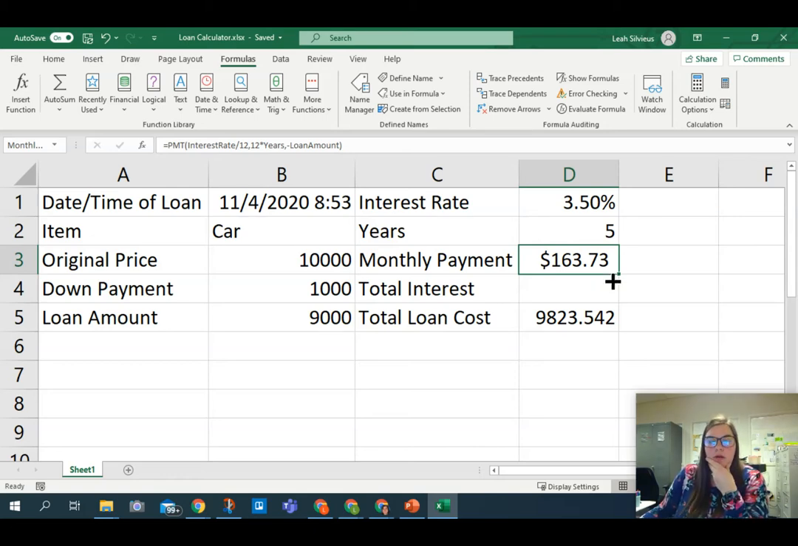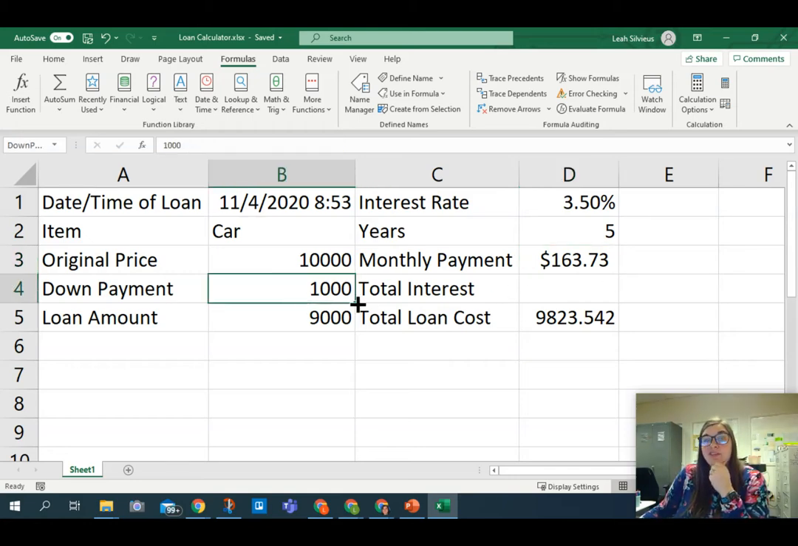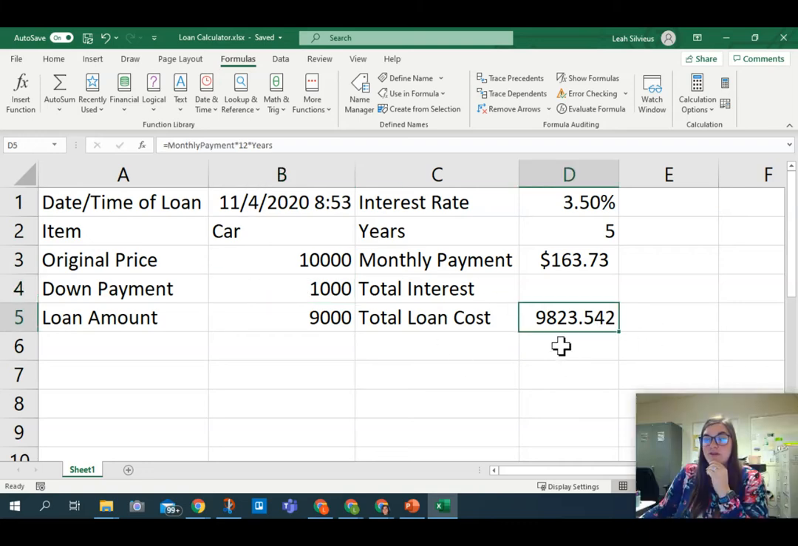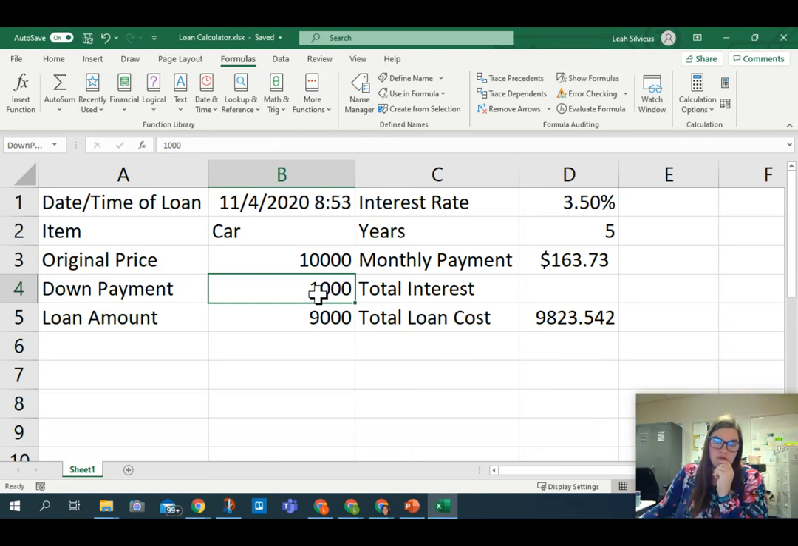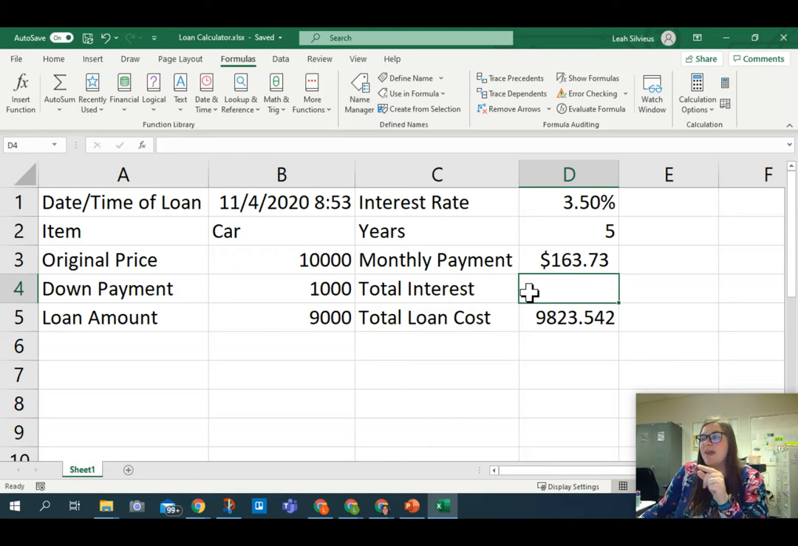When you went and bought the car, if we went and bought the car, what did you have to bring up front? You had to bring $1,000, right? So you've got a cost of the loan, and then you've got a down payment of $1,000. So this did not cost you $9,823. It cost you $10,823. Think about that. Okay, and we'll calculate that in a moment. But now I figured out how much I have in interest, if you think about it, because the loan cost me $9,823 because I paid $163.73 for 12 months for 5 years.